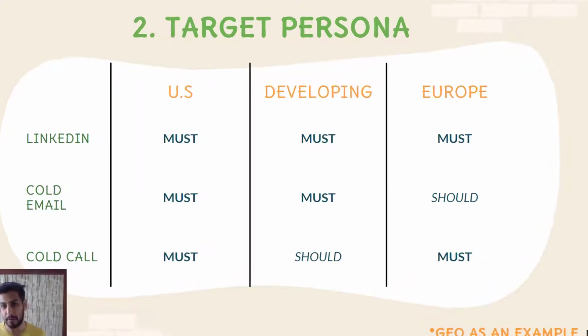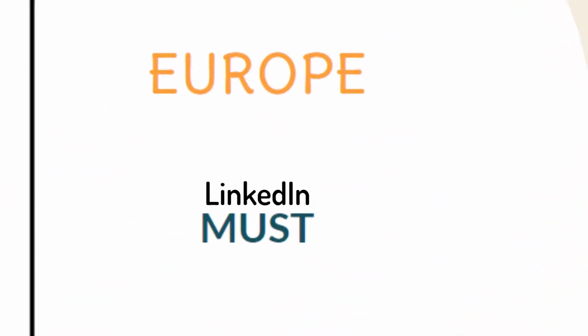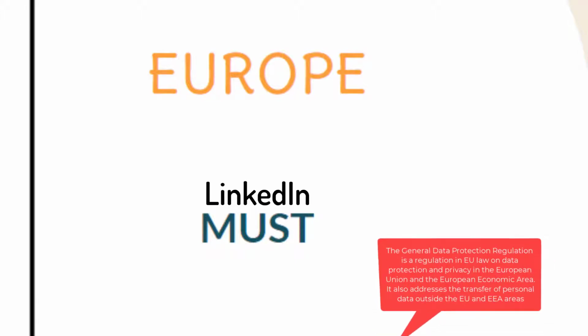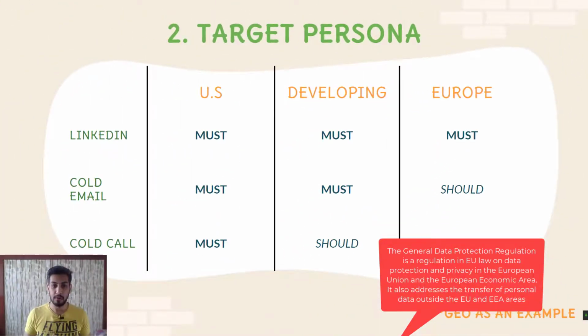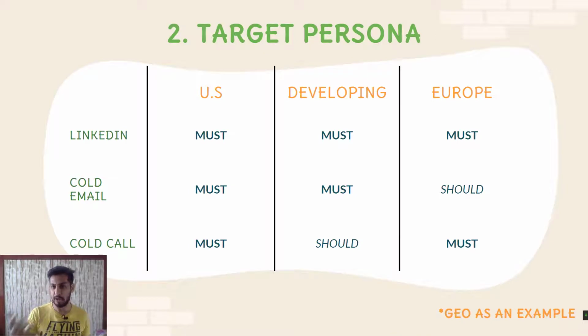And last is Europe. The thing over here is it's similar to the US, but you cannot do cold email because they have a law, GDPR, and I will cover that later. But you should talk to your lawyer. You can do cold email, but it needs to be very targeted. So in Europe, we usually suggest LinkedIn, cold calling, and advertising if possible. But of course, the cost per click is very high in Europe.